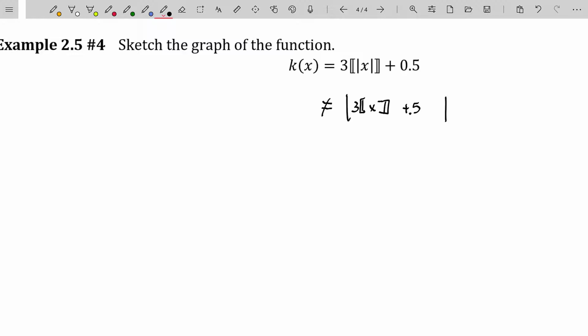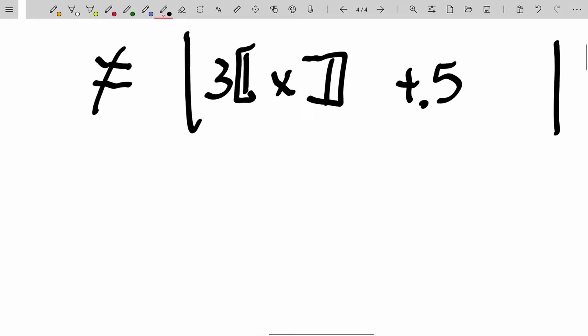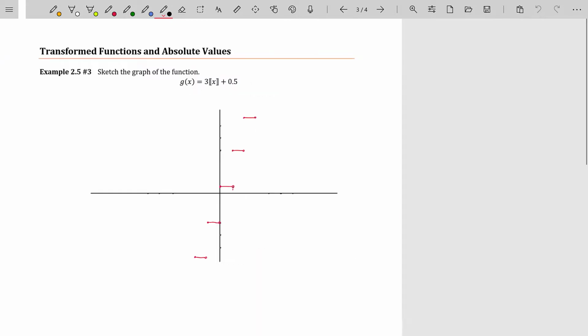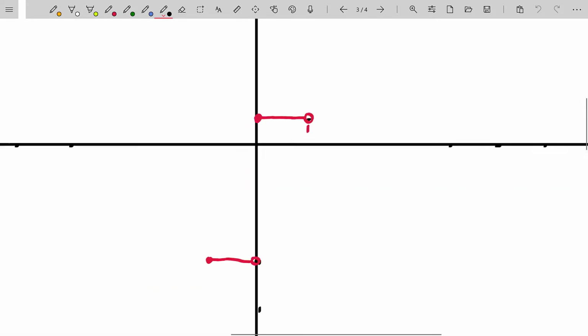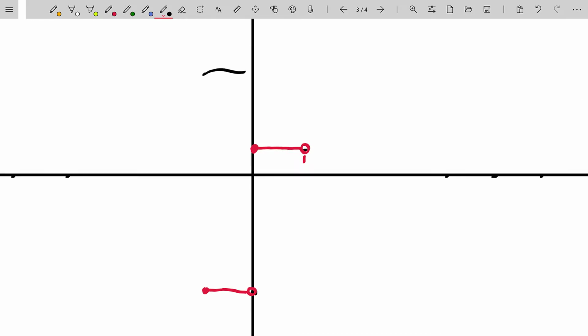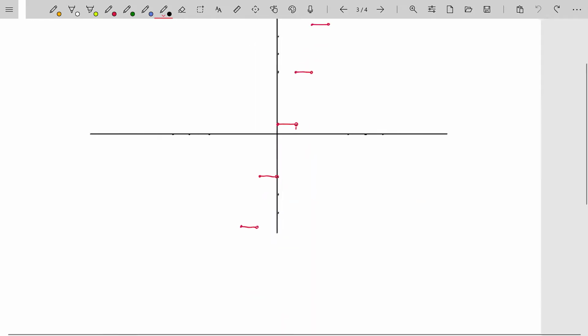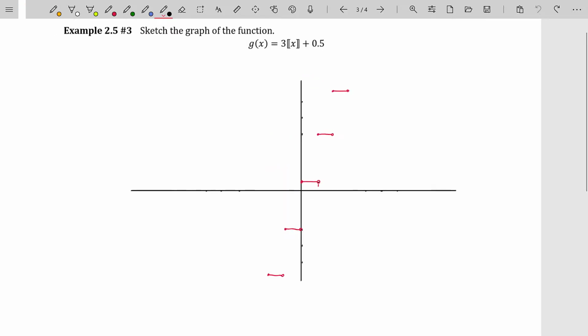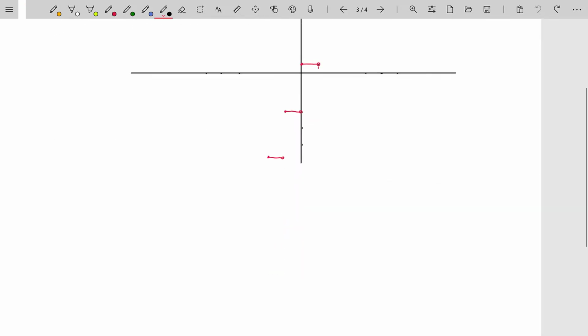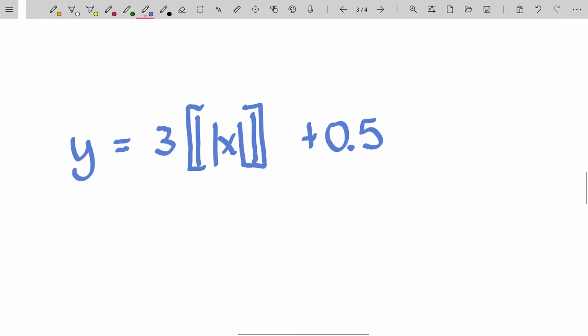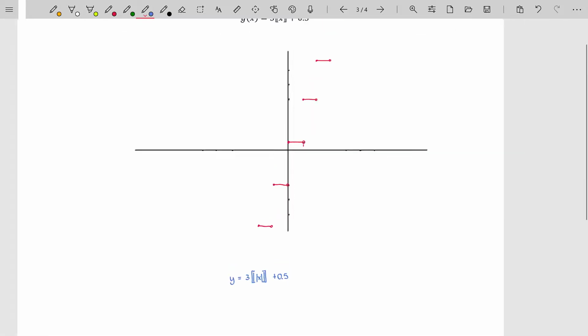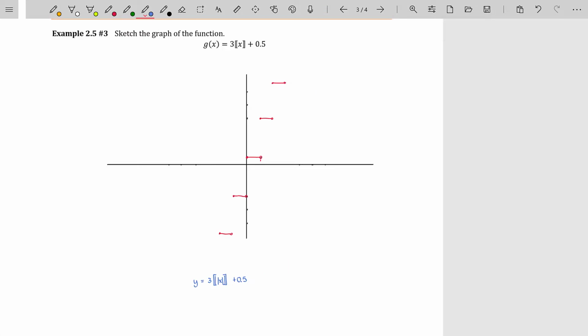If I was dealing with the absolute value on the outside, that would actually be somewhat easy to deal with. I would just take anything that's below the x-axis and reflect it to be above the x-axis. However, what an absolute value does on the inside of a function, let me maybe write this in blue down here. So there's my 3 times the greatest integer function of the absolute value of x, then plus 0.5. That is very, very similar to the g of x function we see up here.